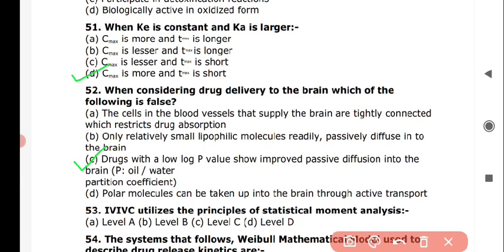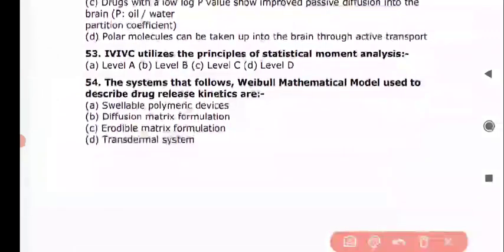Next question is, IVIVC utilizes the principles of statistical moment analysis, and the correct answer for this question is option B, level B. Next question is, the systems that follow the Wagner mathematical model used to describe drug release kinetics are, and the correct answer is option C, that is erodible matrix formulation.